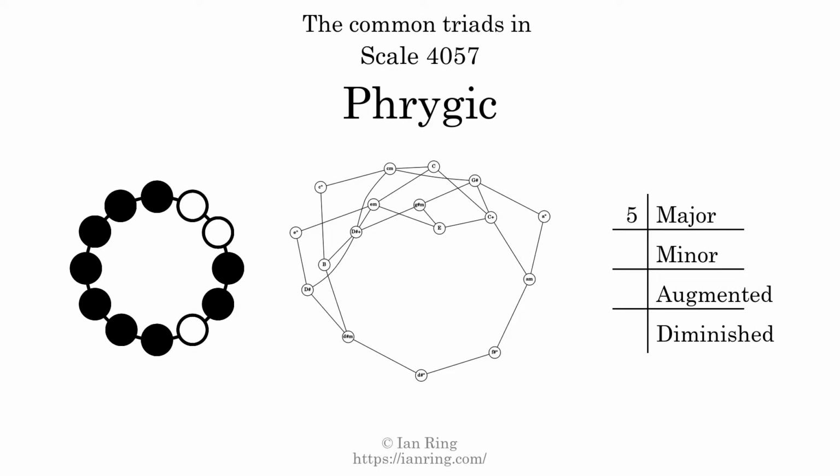There are 5 major triads. There are 5 minor triads. There are 2 augmented triads. There are 5 diminished triads. Here is a Hamiltonian path of parsimonious voice leading that uses all the triads.